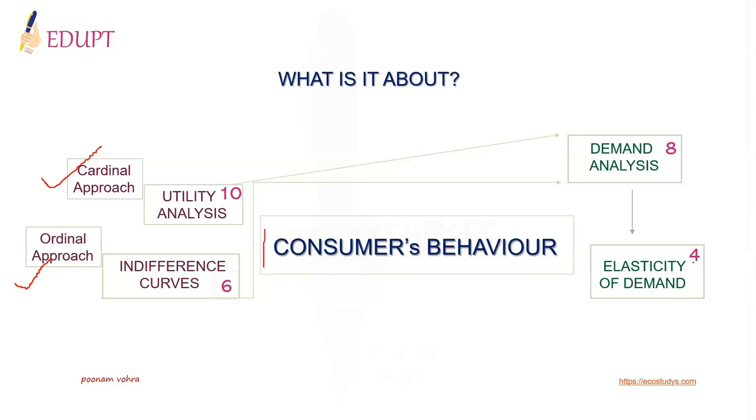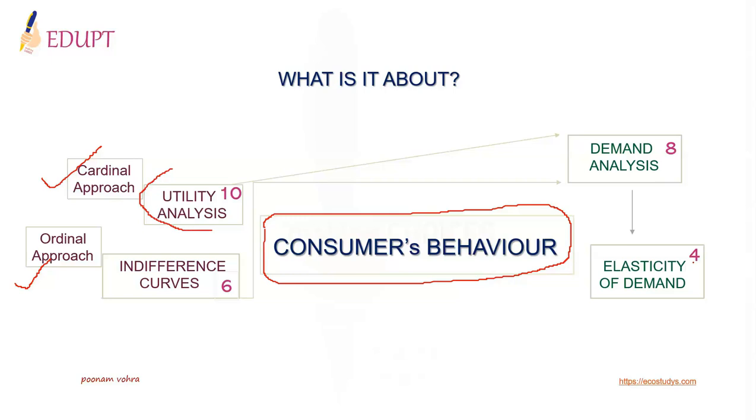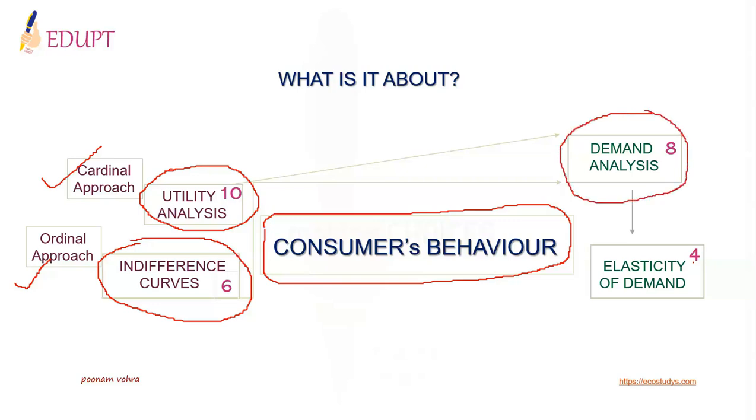So, this unit of consumers' behavior is explained through four subunits. One, utility analysis, which is explained through 10 videos. Two, indifference curve analysis, which is explained through 6 videos. Three, demand analysis, explained through 8 videos. And four, elasticity of demand, explained through 4 videos.